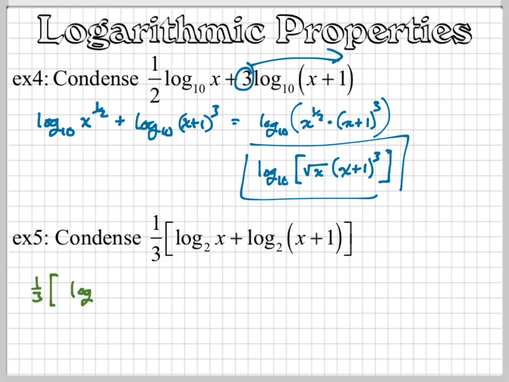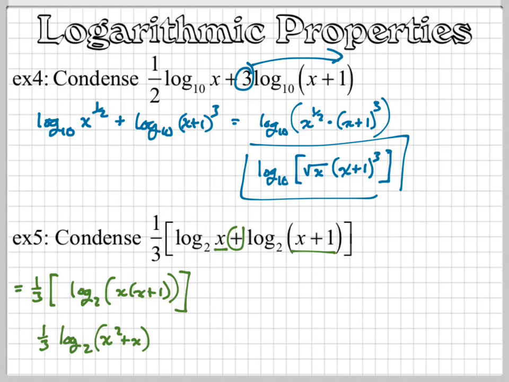We have log base 2. Now, because it says plus, what am I doing with the x and the x plus 1? You're multiplying. So inside this log, I'm going to go x times (x plus 1). Can I simplify that right there? Yeah, you can write x squared plus x. So it says 1/3 times log base 2 of x squared plus x. That looks nicer.